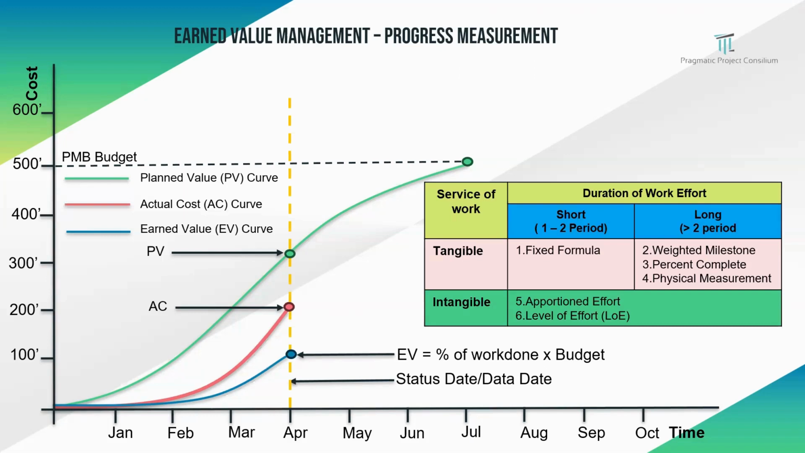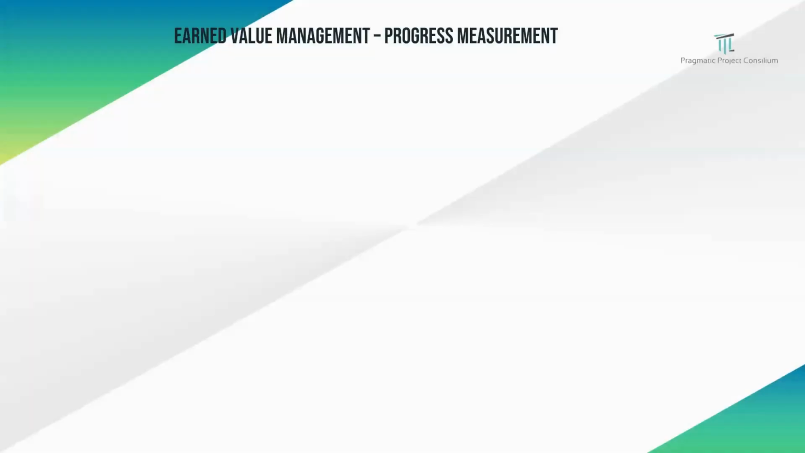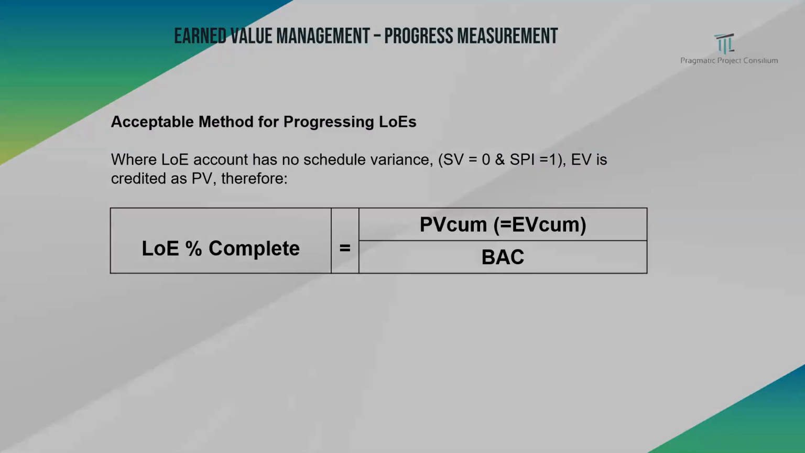Now we are differentiating between short and long term, and between tangible and intangible. For example, for the duration of work effort, when you use the fixed formula, the short period is between the binary 1 and 2, so either 0 to 25%, 50%, or 100%. Only two aspects we are going to control. When it is long term, where the period is greater than 2, we use the weighted milestone, the weighted average milestone, and percent complete. Also, there is physical measurement, where we can measure the progress. Coming to the intangible, apportionment and level of effort are used.